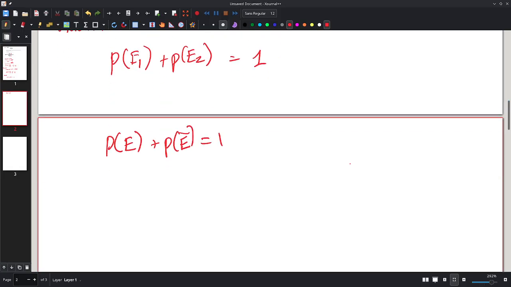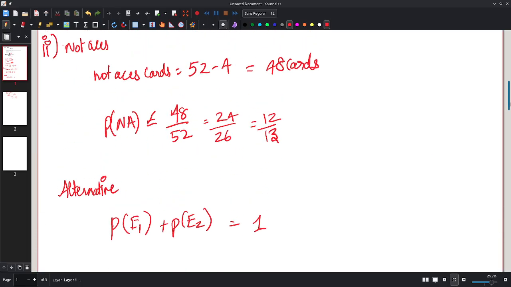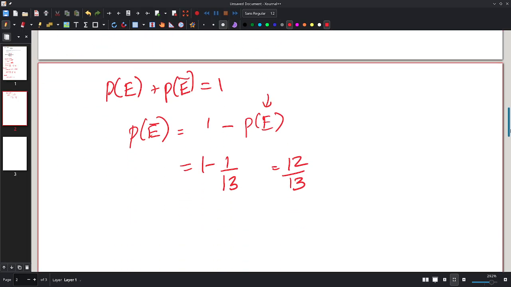You already know the probability of ace, which is 4 by 52, which is 1 by 13. So P of not E is 1 minus P of E. Substituting, 1 minus 1 by 13 will give you 12 by 13. It's an alternative way to find the exact same answer for not an ace.